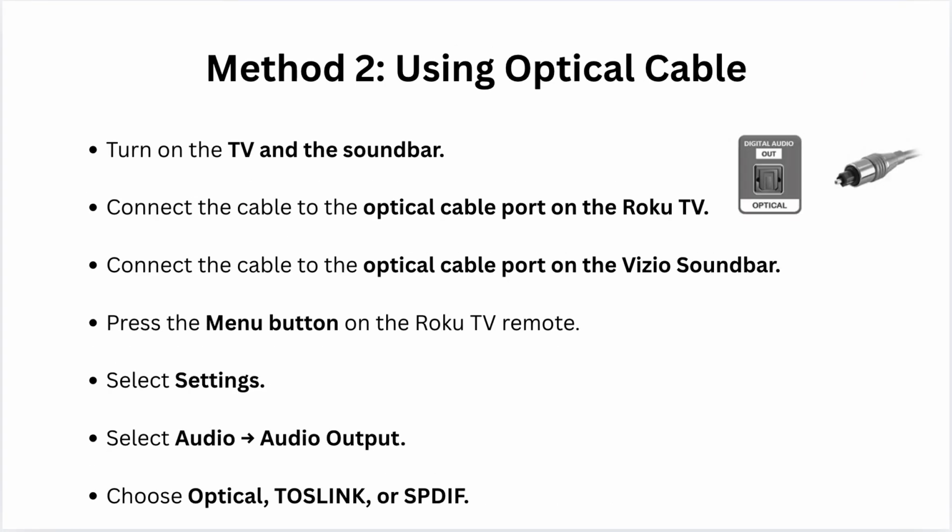The second method is using an optical cable. Turn on the TV and the soundbar. Connect the cable to the optical cable port on the Roku TV, then connect the cable to the optical cable port on the Vizio soundbar.